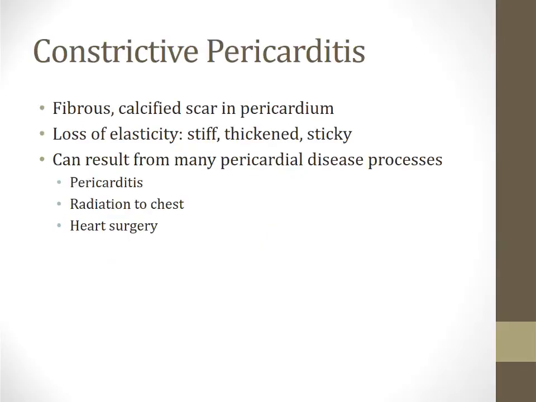Our last pericardial disease is constrictive pericarditis. In this condition, there is a fibrous calcified scar in the pericardium, and as a result, the pericardium loses its elasticity. It becomes stiff, thickened, and sticky. And this can result from many pericardial disease processes. So patients who have had pericarditis once can later develop constrictive pericarditis. Patients who have had chest radiation to treat malignancy can develop constrictive pericarditis. And any patient that's had heart surgery and had their pericardium damaged during the operation can also develop constrictive pericarditis.